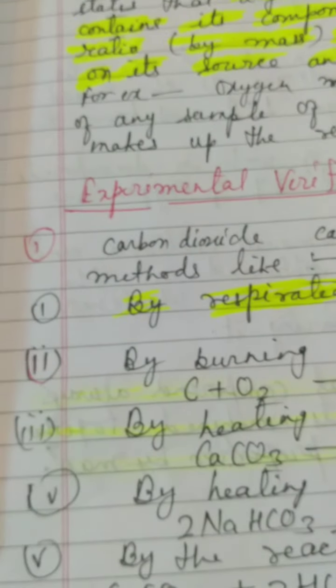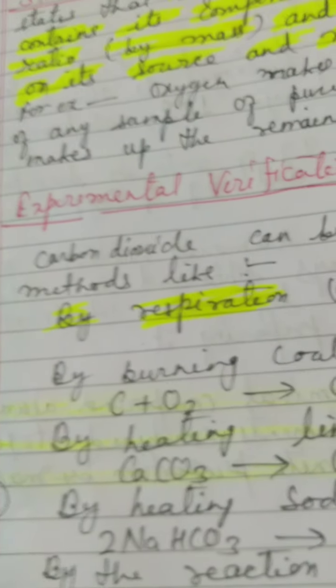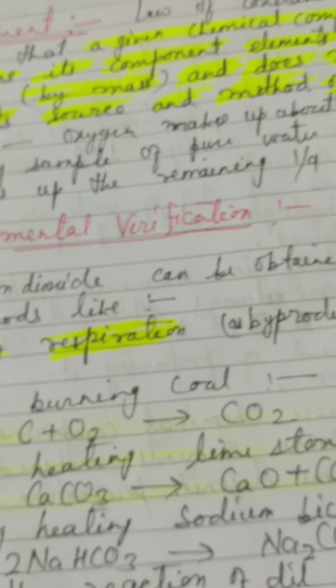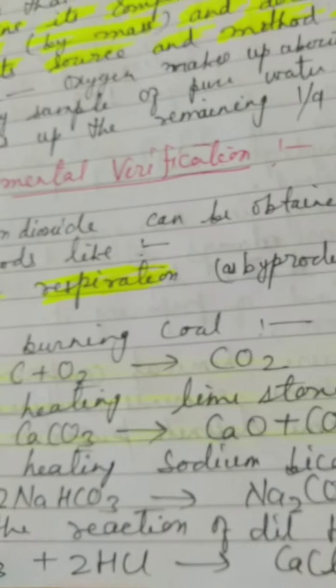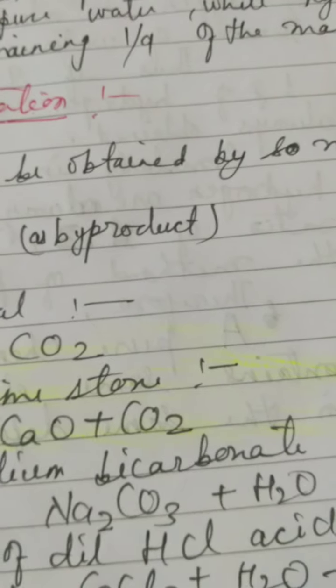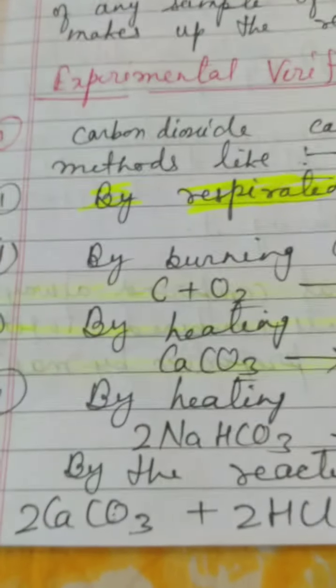Then the third possible source can be heating limestone. Limestone, which is calcium carbonate or calcite, when it is thermally decomposed, when we heat it strongly, gets decomposed into what? Quicklime, which is calcium oxide, and carbon dioxide. So here also carbon dioxide is evolved.